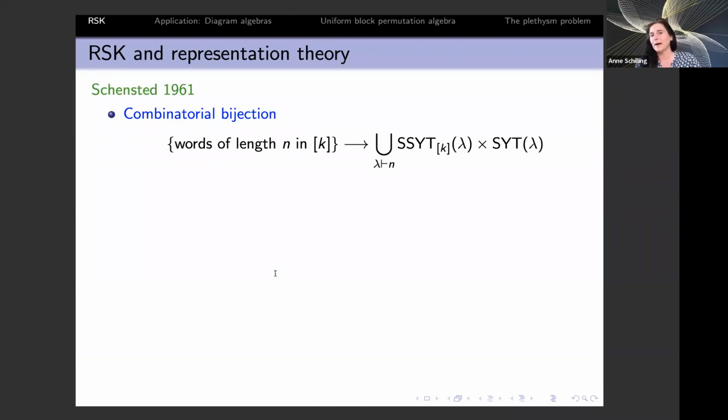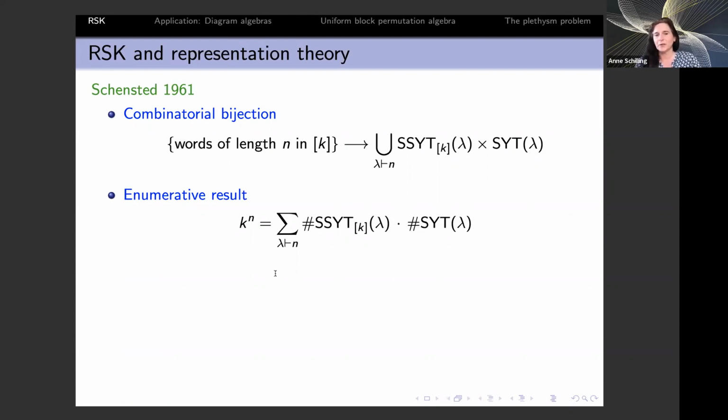Now I briefly want to remind you also how this is related to representation theory, because that's what we want to apply it to in a more general setting. So let me do that in terms of the Schensted correspondence, where we go from words of length n in the alphabet K to a pair of a semi-standard Young tableau and a standard Young tableau. Associated to this, because we have a bijection, we have an enumerative result, right? If we count the number of words of length n in this alphabet, there are k to the n such words. And because this is a bijection, we immediately get that this is equal to the sum of the number of semi-standard Young tableaux of shape lambda times the number of standard Young tableaux of shape lambda, and then we sum over all partitions lambda of n. So that gives us an enumerative result.